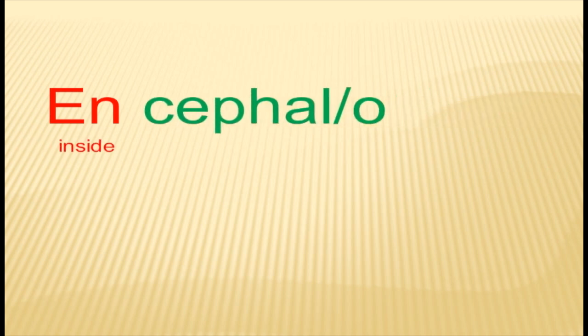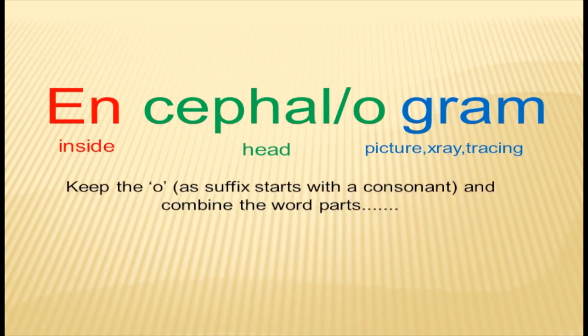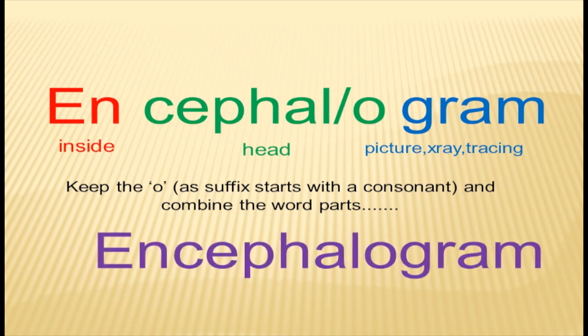Let's have a look at another one. This time the prefix is N, a small prefix, only 2 letters, but it means inside. The root word kephal, meaning head. And the suffix gram, meaning a picture, an X-ray or a tracing. Now in this instance the suffix begins with a consonant, so we keep that O and the word becomes encephalogram. We still start at the end in our translation. It becomes a picture inside the head, i.e. the brain.